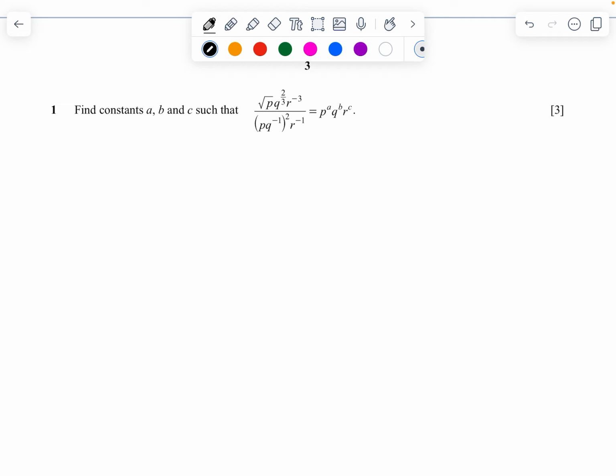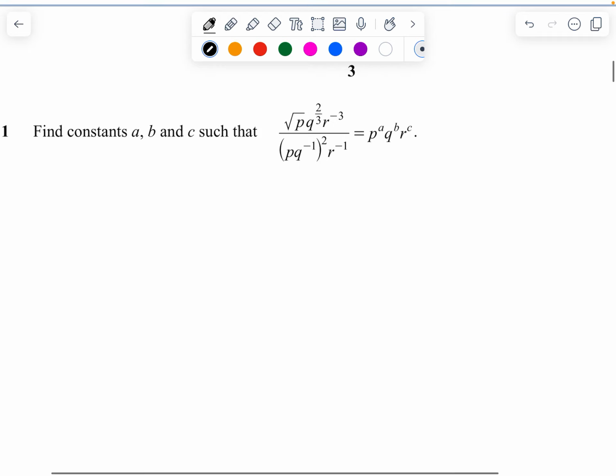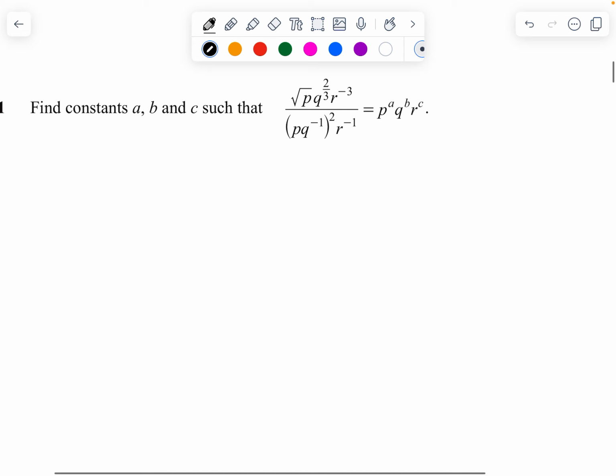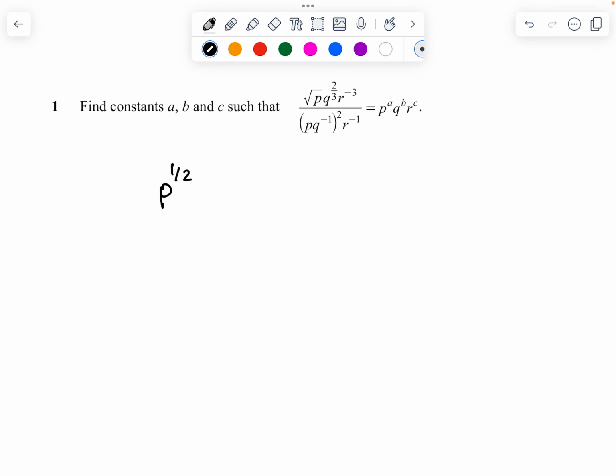Find the constants a, b, c such that the square root of p q power 2 upon 3 r power negative 3, divided by (p q power minus 1) whole squared r power minus 1, is p power a q power b r power c. So what am I going to do? It is writing everything in terms of proper fractions and numbers. So it becomes p power half times q power 2 upon 3 times r power negative 3, divided by p power 2 q power negative 2 r power negative 1.